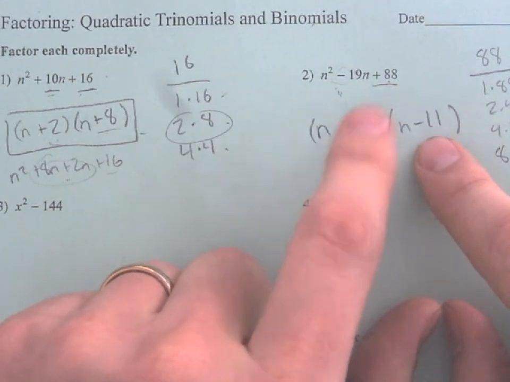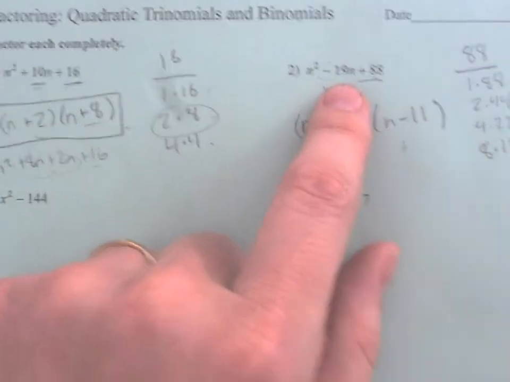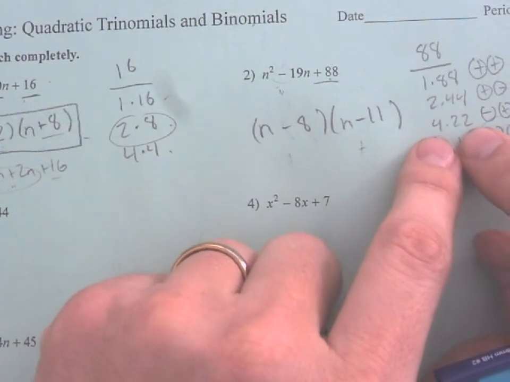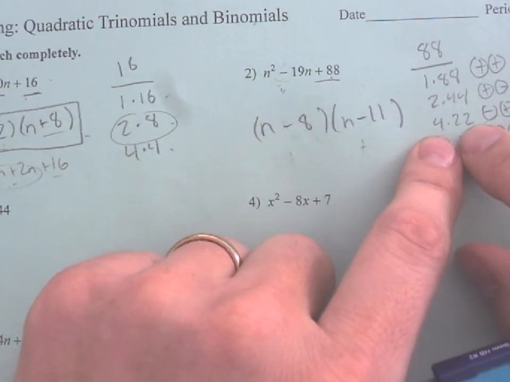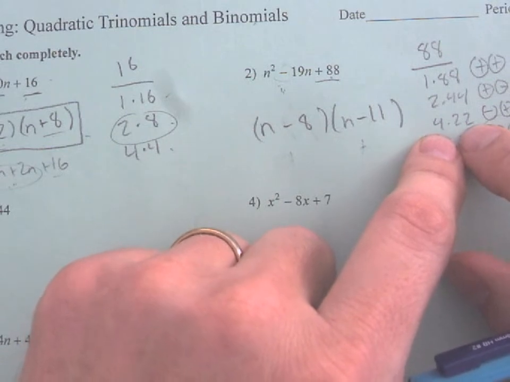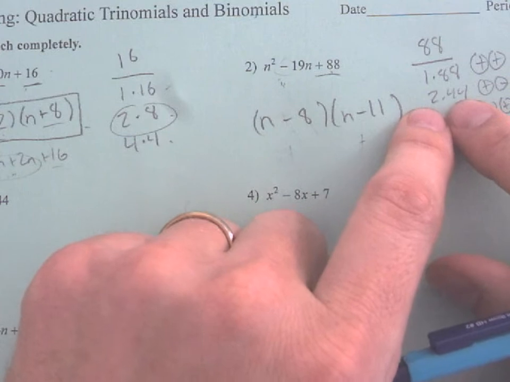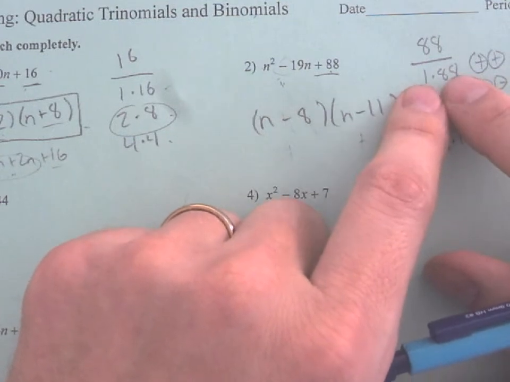So if I do a negative 8 plus a negative 11, that gives me a negative 19. Okay, it can't be these two numbers, because if I do negative 4 and negative 22, I'm going to get negative 26. And it can't be these two numbers, because if I use those two, I get negative 46, and these ones give me negative 89.